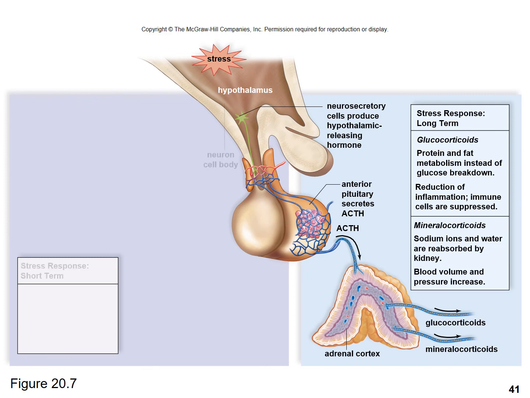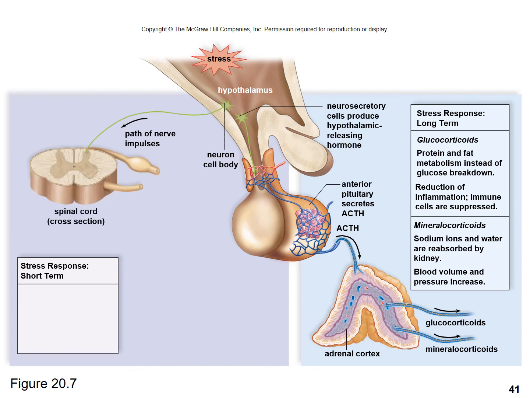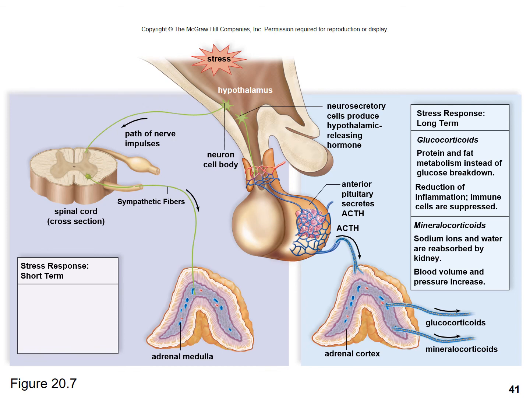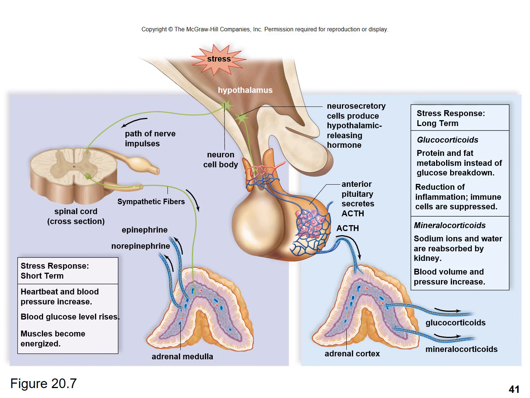Now let's take a look at the short-term stress response. In the short-term stress response, neurons in the hypothalamus will send nerve impulses down to the spinal cord, where they will synapse with sympathetic fibers, which will then connect to the adrenal medulla. In response to these signals, the adrenal medulla will secrete both epinephrine and norepinephrine, which will cause the heart rate and blood pressure to increase, which will increase blood glucose levels, and muscles will become energized. So here you can see how the hypothalamus is eventually in charge of both short and long-term stress responses.